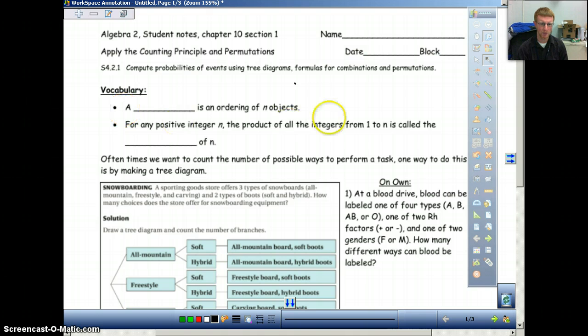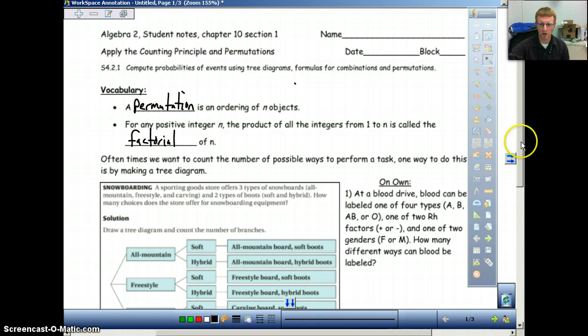So our vocabulary for this: the first one is a permutation, and that's a new word for pretty much all of you. It is an ordering of n objects. Okay, and we'll talk about that a little bit later. And then it says, for any positive integer n, the product of all the integers from 1 to n is called the factorial. And that's probably a new term for most of you. So let's get done with the easy stuff first.